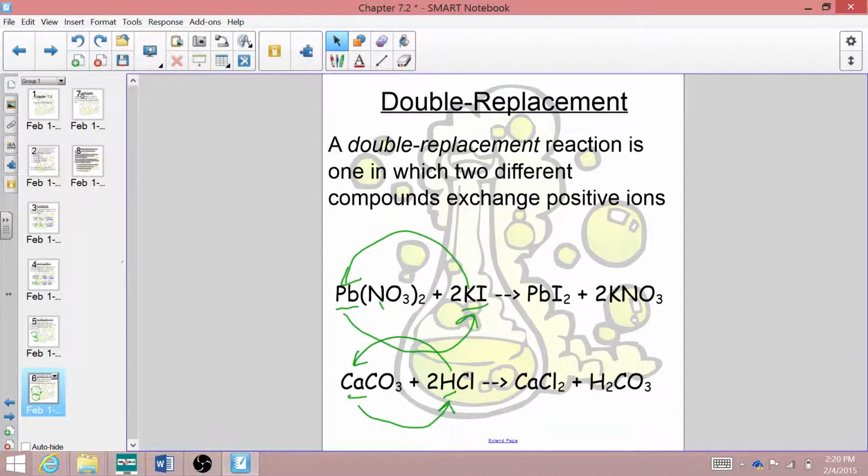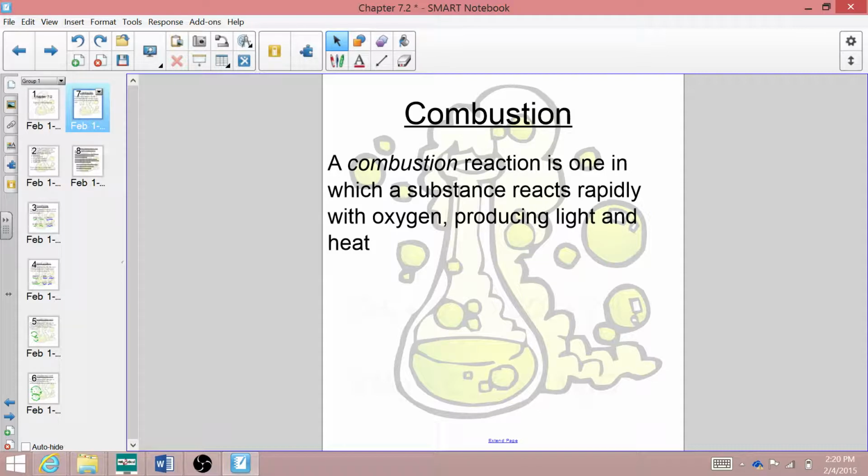The final type of equation is called a combustion reaction. And a combustion reaction is one in which a substance reacts rapidly with oxygen, producing heat and light. Basically, this is a flame or an explosion. Anything that produces heat and light in the presence of oxygen is considered a combustion reaction.